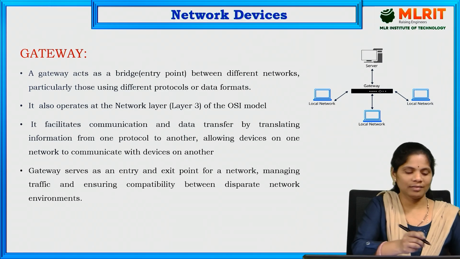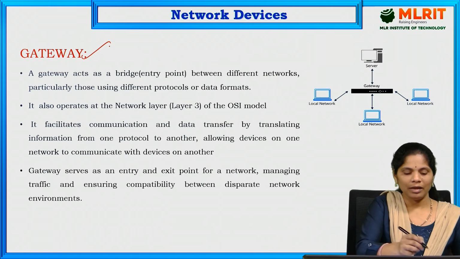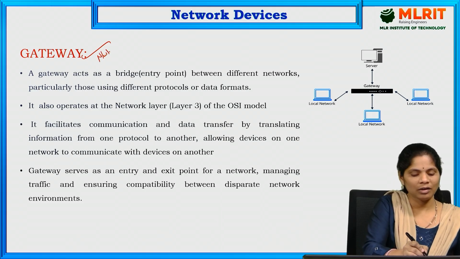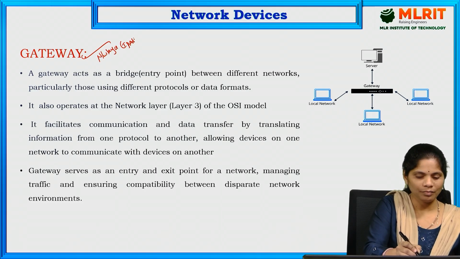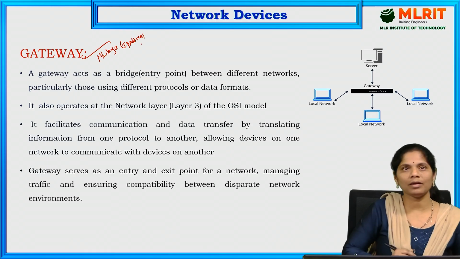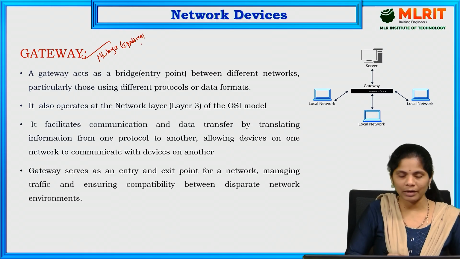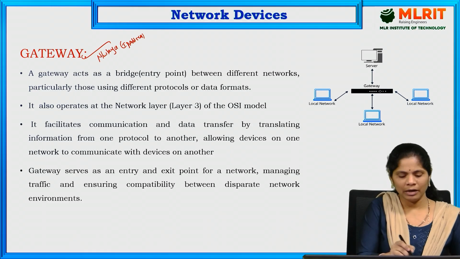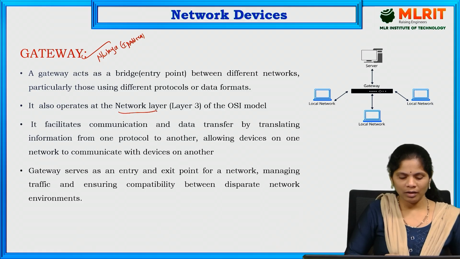And the next one is the gateway. What is a gateway? Here also, it is used in the network layer only. We are going to use the IP address. What is the main difference between the gateway and router? It is also for connecting one network to another network. It is also operating at layer 3, that is the network layer.